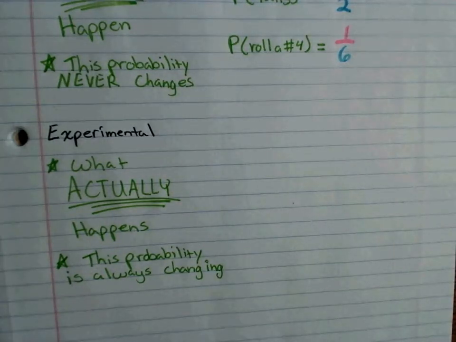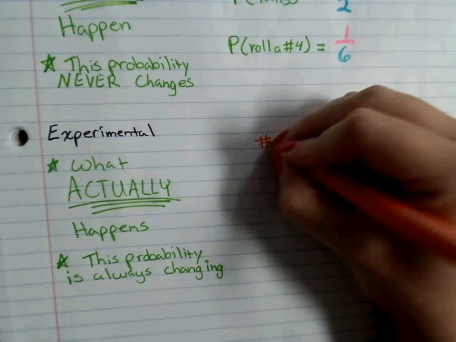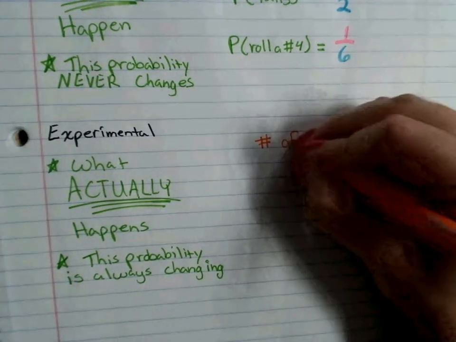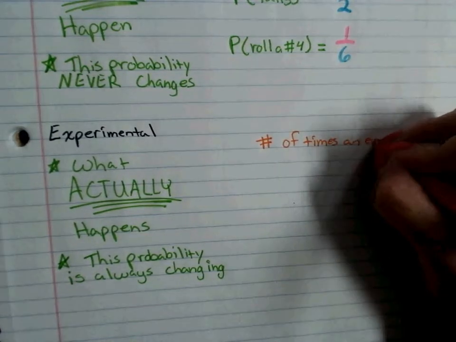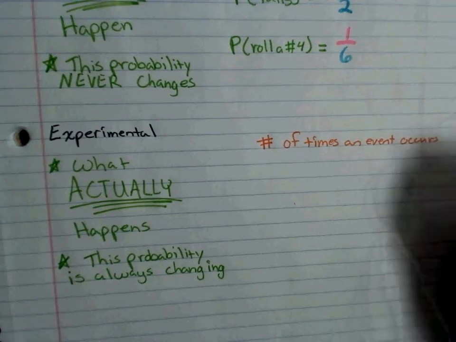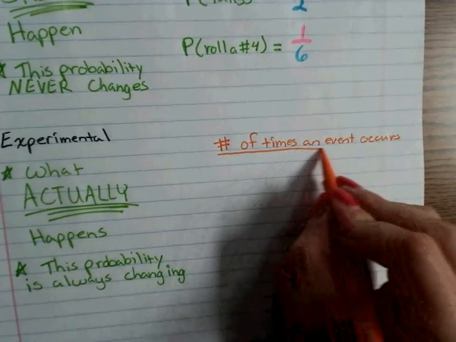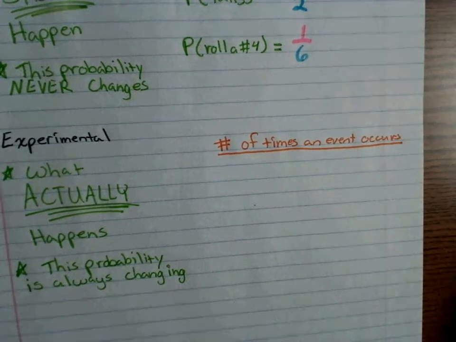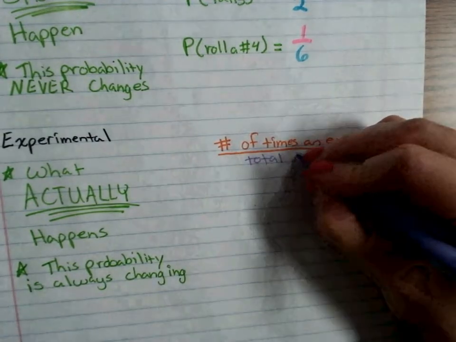Okay, for experimental probability, the way that we identify it is the number of times an event occurs. This is my orange, by the way, in case you don't know what color that is. Number of times the event occurs over the total number of trials.